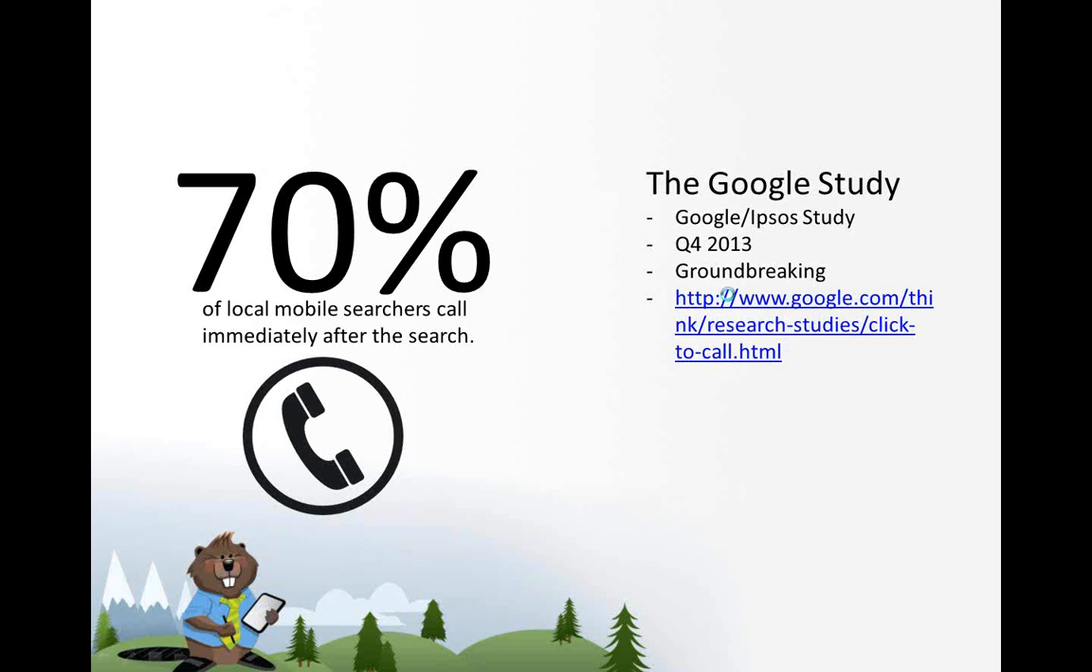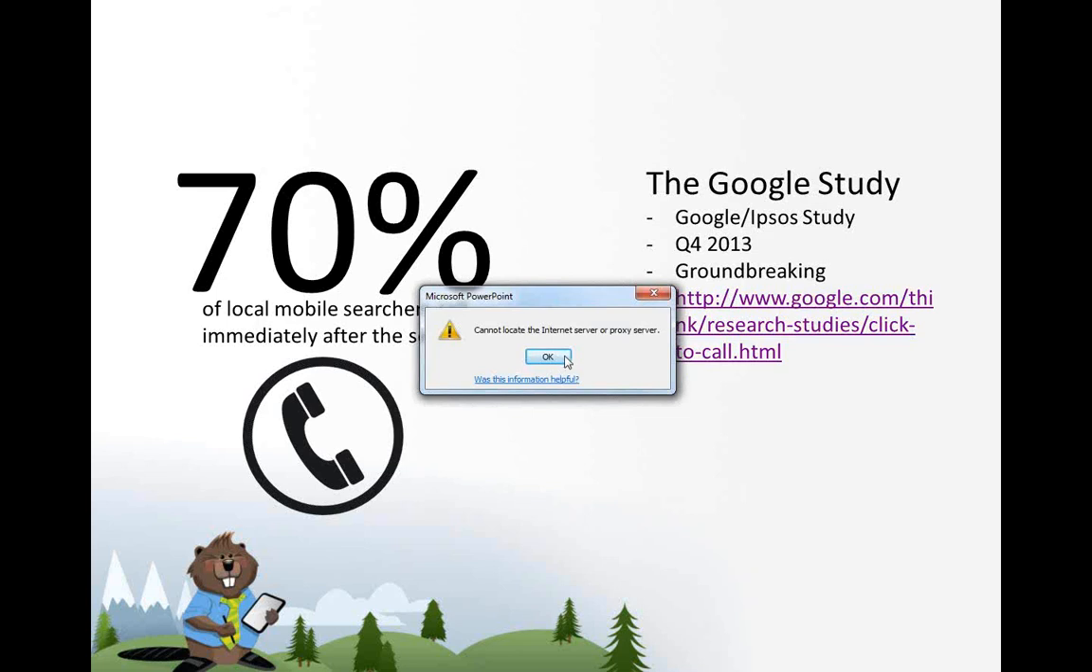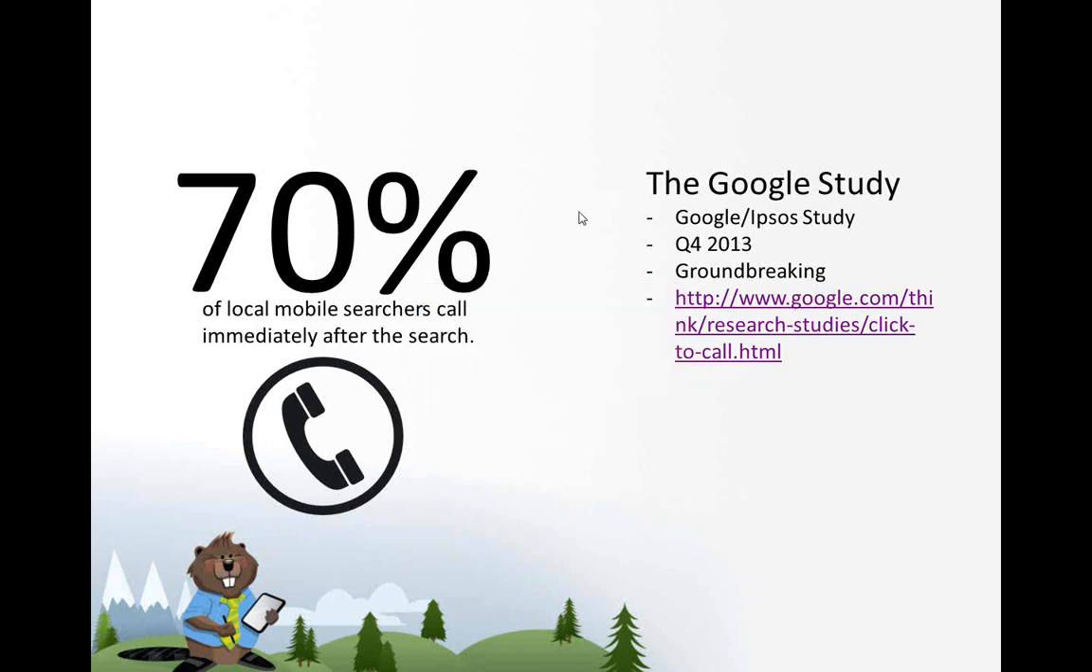So Google partnered with Ipsos to do this study. They surveyed a bunch of businesses, and looks like we're not going to see the study after all, but they found data that indicated the actions people take after a mobile search. And calls are extremely prevalent, especially in the local mobile space. So just let this sink in. 70% of local mobile searchers call immediately after the search they conduct. So if someone searches for a tire store, they're going to call that tire store 70% of the time. If someone searches for a doctor or a dentist or a lawyer or a plumber or an electrician or whatever, they're going to call that business.